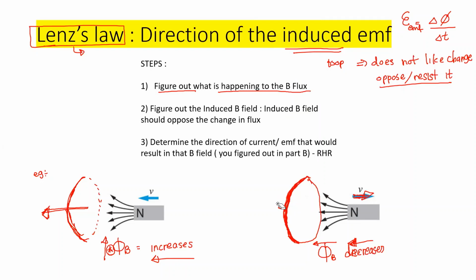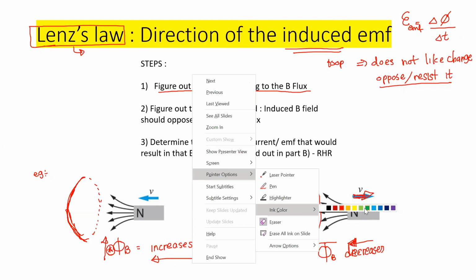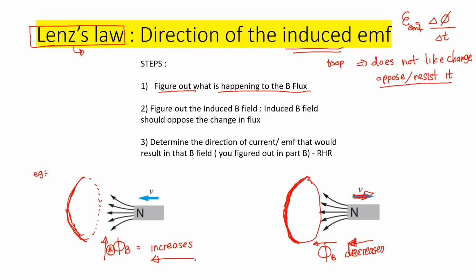Now the second step is figuring out what you can do to resist it or to put it back to normal. So let's take example 1 again. If the magnetic flux is increasing this way, what should you do? Let's say you have the ability to create a magnetic field. Okay, let's say you can create a magnetic field to oppose this. So to oppose this, what are you going to do? You are going to create a magnetic field this way, right? Yes. Do you get it?